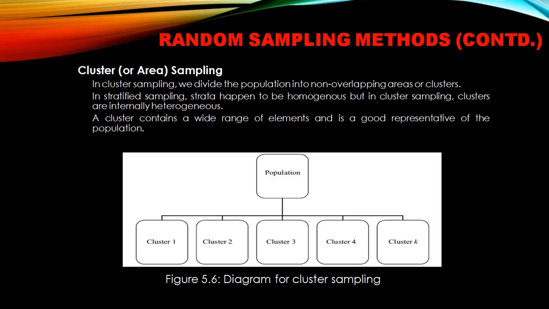Okay, can you observe the difference? Here the clusters are homogeneous. In the previous stratified sampling, the strata were heterogeneous among each other. Now in cluster sampling, the elements within each cluster are heterogeneous, whereas the elements within each stratum in stratified sampling were homogeneous.